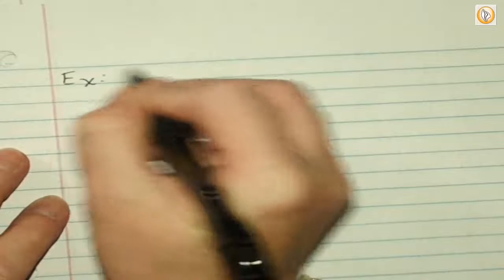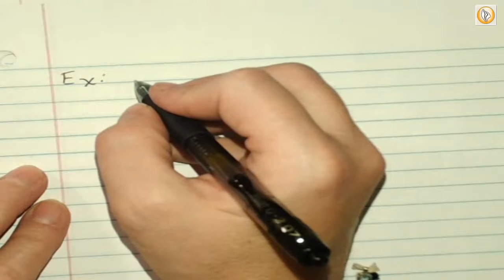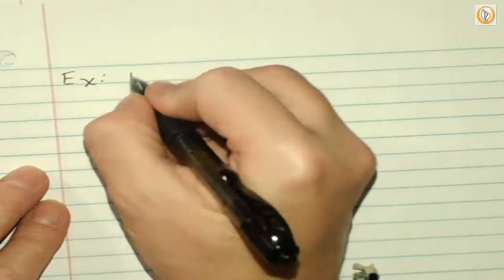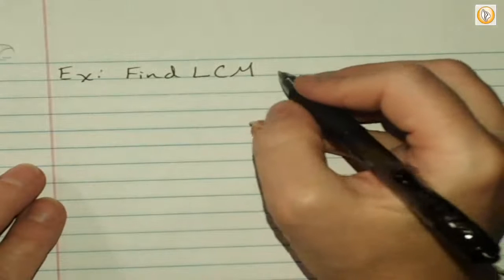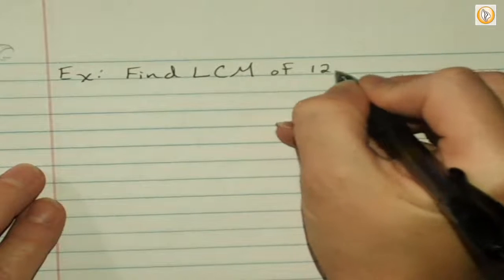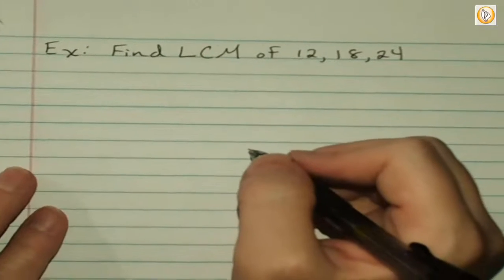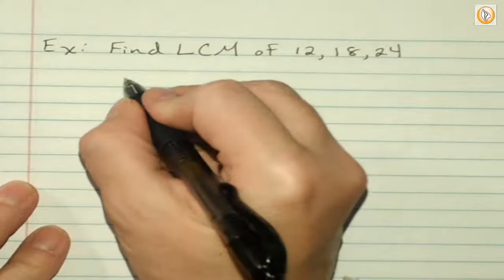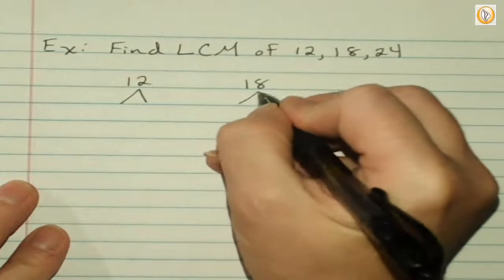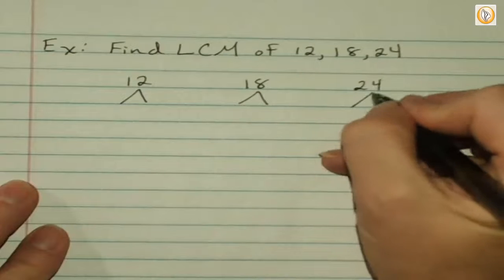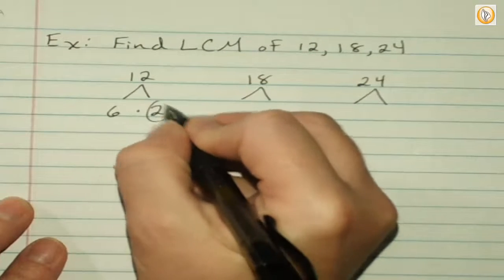I'm going to do another example. Okay. Find the LCM of 12, 18, 24. We already did 12, so we can just do that one. That's my tactic. If I've already done one, I just copy it. Hopefully you did it right. Okay, since we already did it, we'll just go ahead and copy it from the other page.